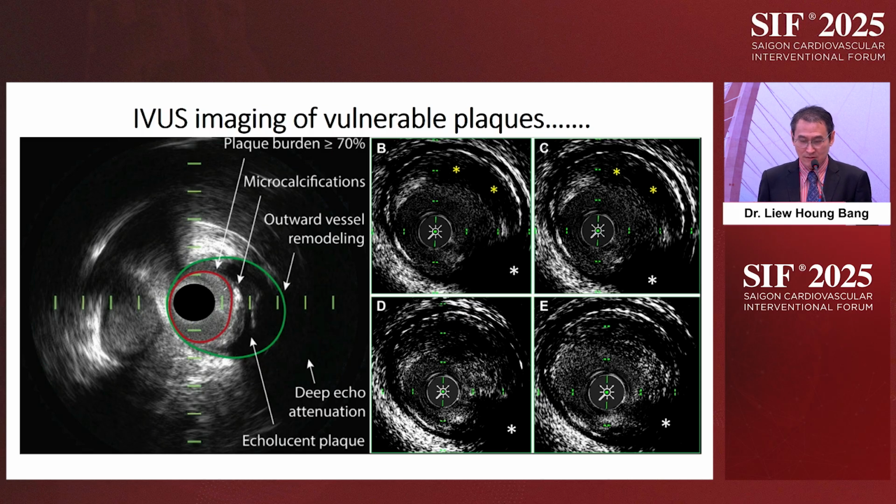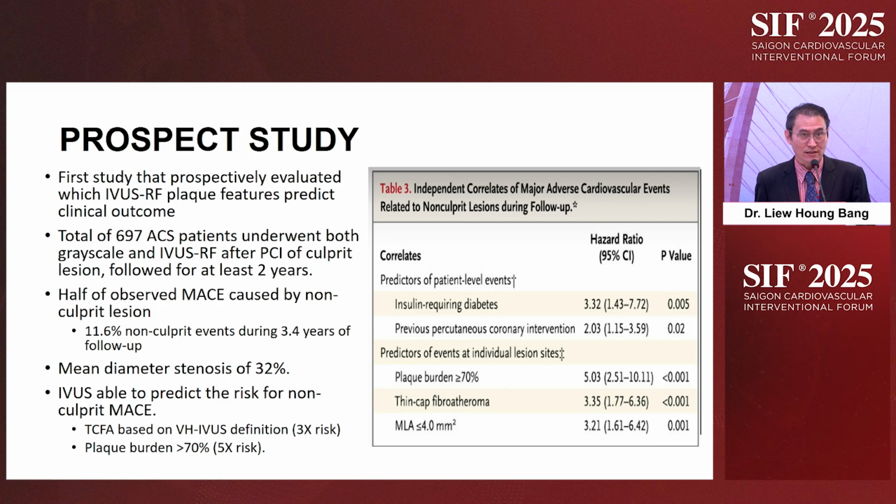For IVUS, the vulnerable plaque has a very classic appearance. We see an eccentric plaque. The plaque burden can be more than 70%. And often we see microcalcification. We see outward remodeling of the vessel with attenuated echolucency. And often adjacent to this, we also see plaque which is more echogenic and fibrofatty in nature. But these are grayscale images and they are not easy.